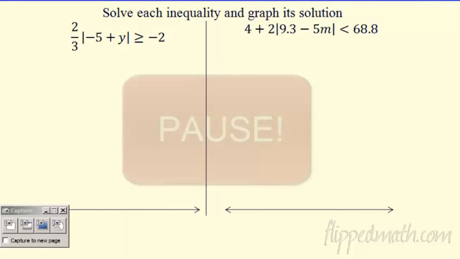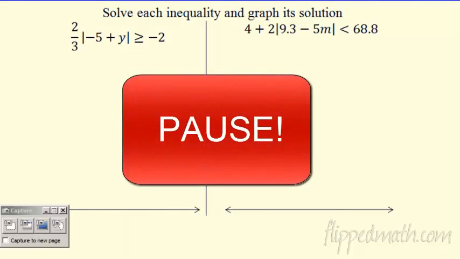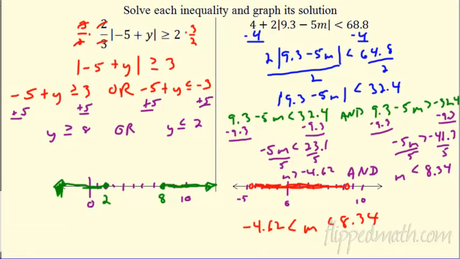All right, try this one on your own. Try both of these on your own. See how you do. I'm going to post the steps here in a second. You can grade it, check it, see how it went. Good luck. All right, here we go.